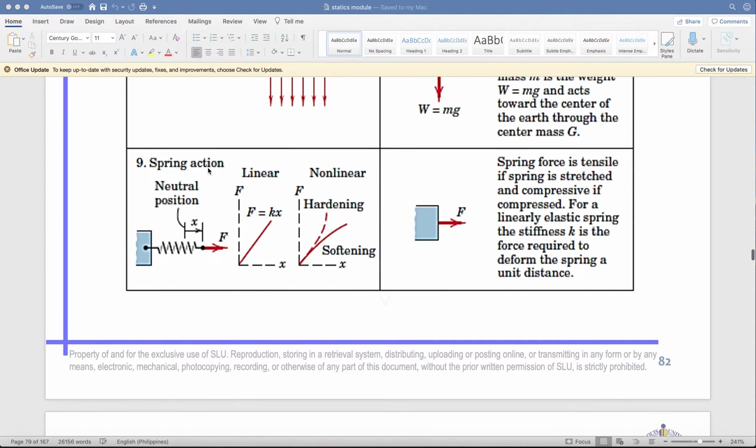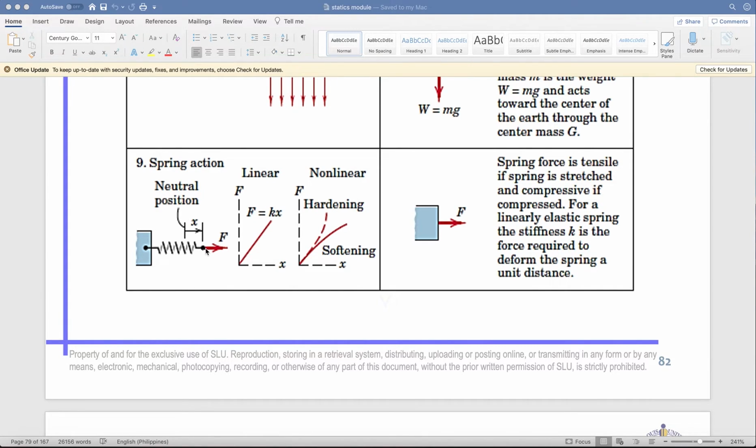And number 9, spring action. This is in neutral position. It is linear. If it is linear, F is equivalent to the constant times the distance x. If it is nonlinear, we have here the hardening and the softening. Spring force is tensile if the spring is stretched, and compressive if compressed.